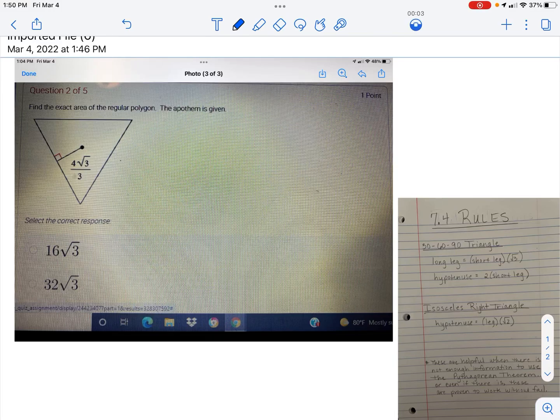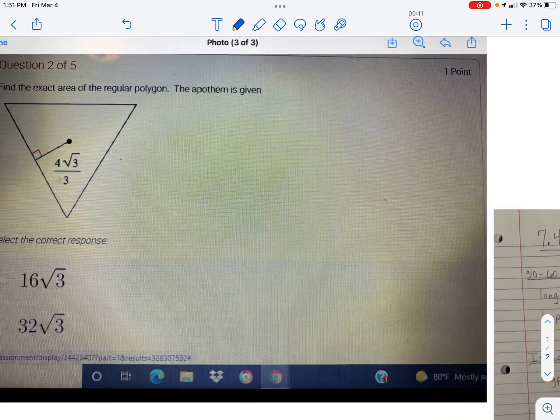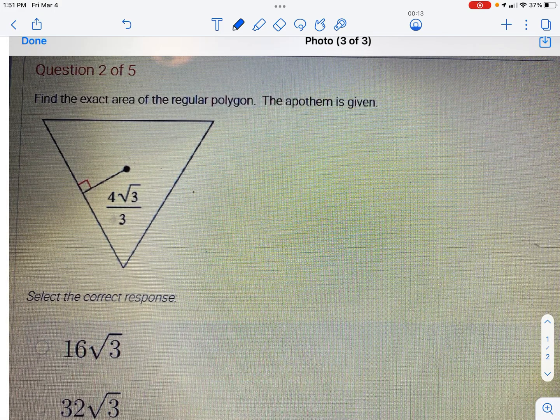All right, Kate, and this one here is a little bit more complicated and has a few more steps. So let's just keep in mind, first of all, the formula that we're trying to use to find the area, which this particular problem wants us to do. We're finding the area of a regular polygon.